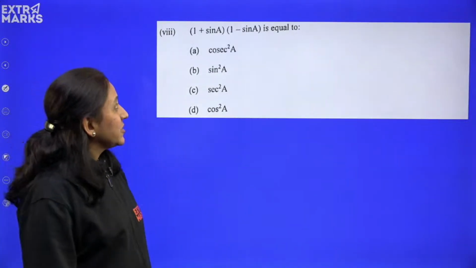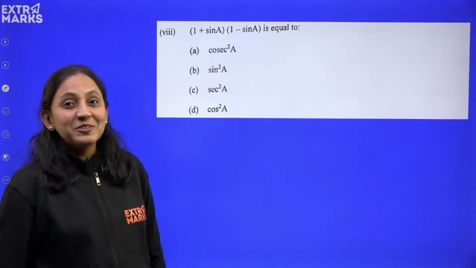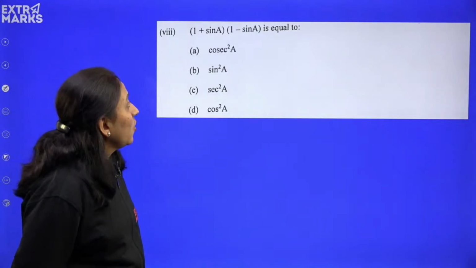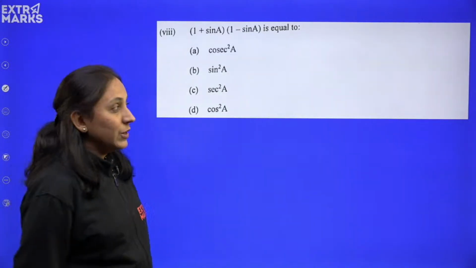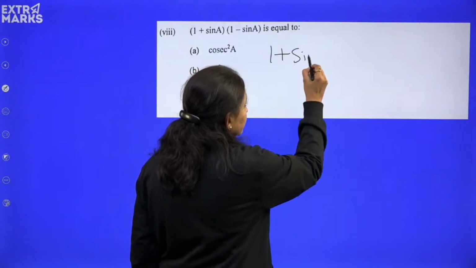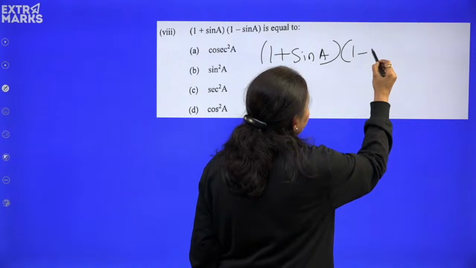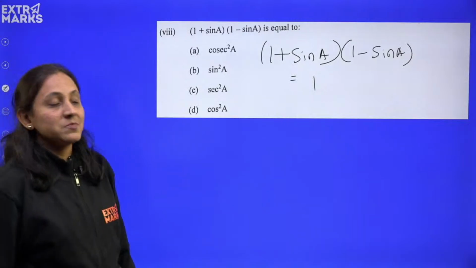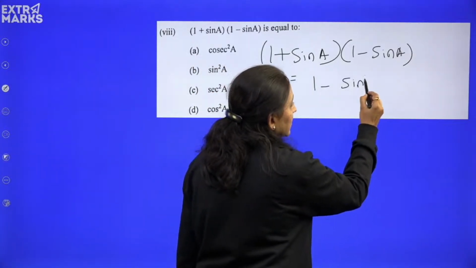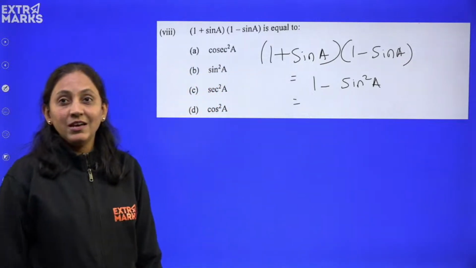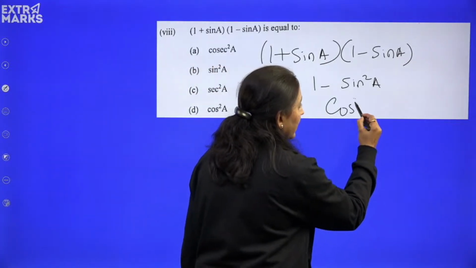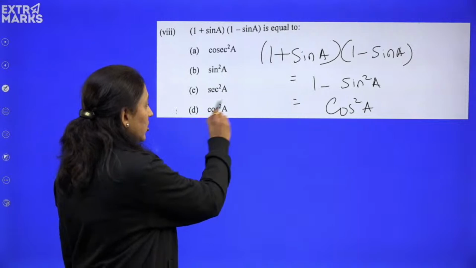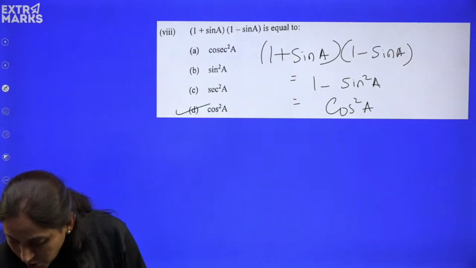All right, let's move to the next question now. Okay, this is also a direct identity question. Okay, so 8th question, it says what is 1 plus sin A into 1 minus sin A equal to? You have to use the identity A square minus B square, that will be 1 minus sin square A. According to the trigonometric identity, 1 minus sin square A is cos square A. Okay, so finally 1 plus sin A into 1 minus sin A is equal to cos square A, and the correct option is option D.